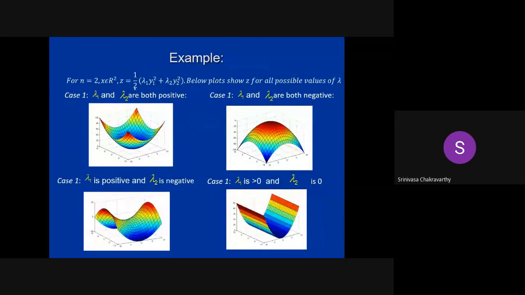Okay, so I'll take a function like this. I'll call this f of y1, y2 is equal to half of lambda 1 y1 square plus lambda 2 y2 square. Now lambda 1 and lambda 2 are eigenvalues of this function. Now let us see how the eigenvalues determine the shape of this expression. So if both lambda 1 and lambda 2 are positive, the function will look like this. That is, in y1 dimension, it is going up always. It's always positive. In y2 dimension also, it's positive. So that means it will be like a bowl which is turned upwards, which is what you see here.